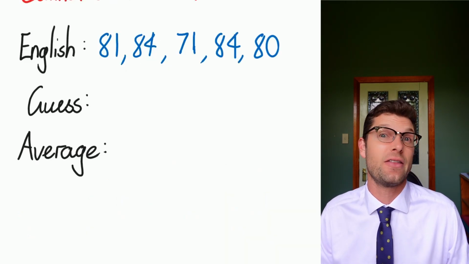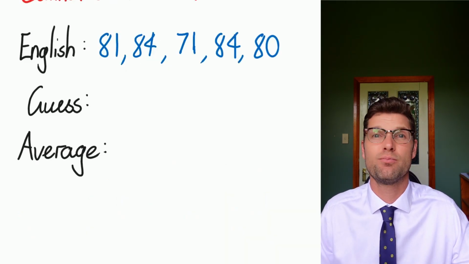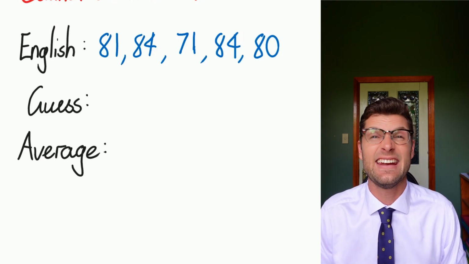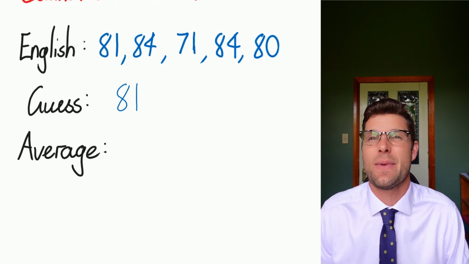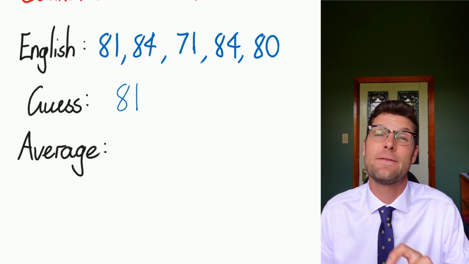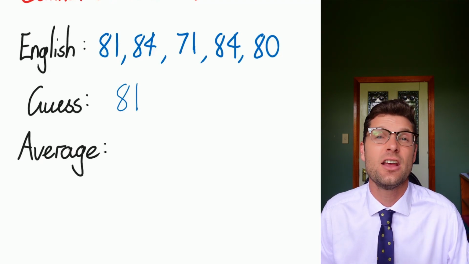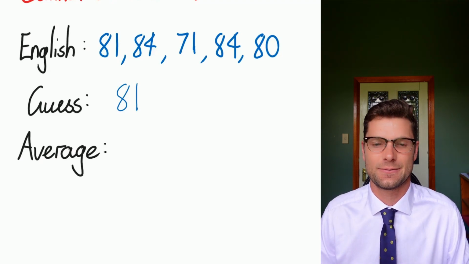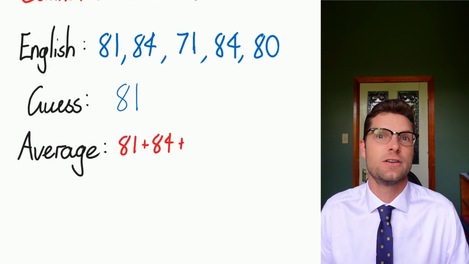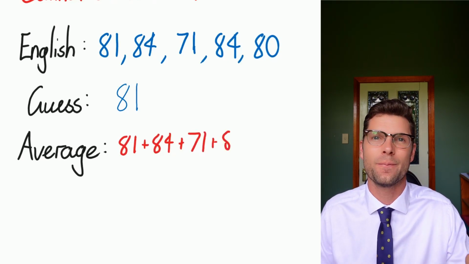So here we're trying to find an average for my English scores. And so I'm between 71 and 84, with most of the numbers being around 80. So a guess of 81 totally makes sense. I think that's a really good guess. So in your calculator, if you did it all in one line, it would look something like this. 81 plus 84 plus 71 plus 84 plus 80 divided by 5 in one line.